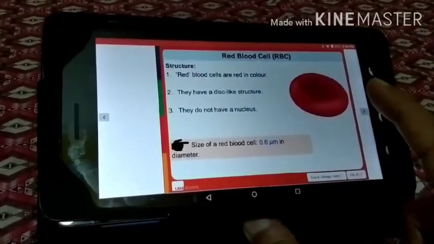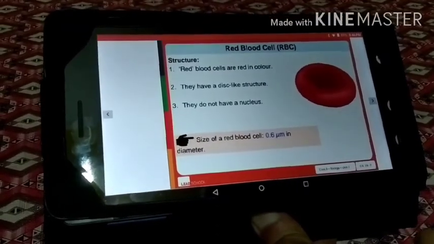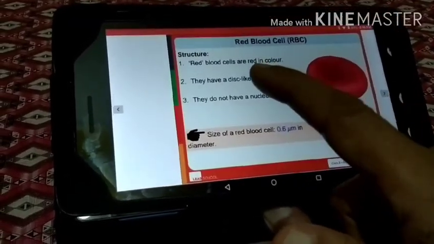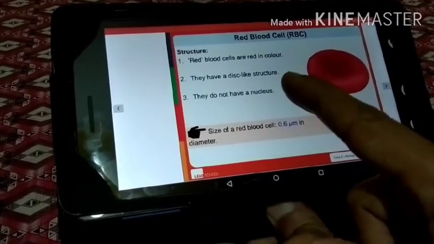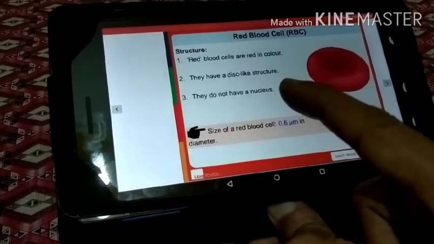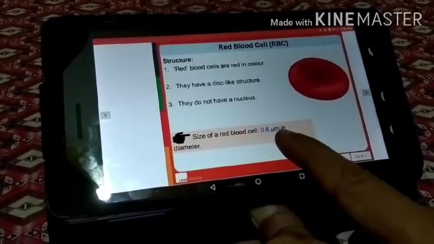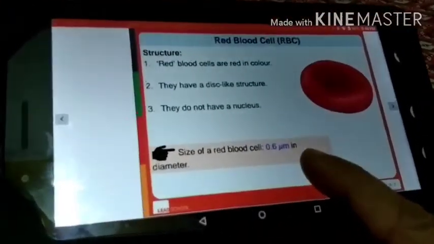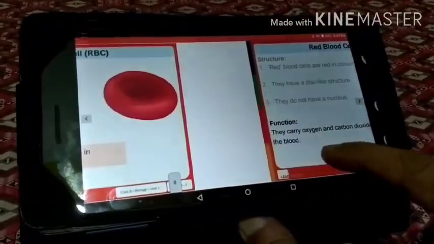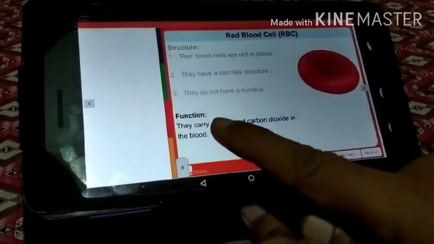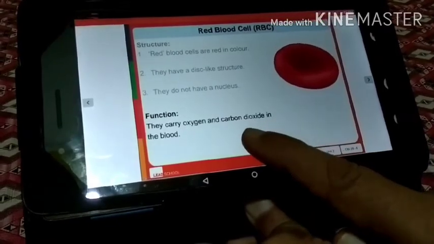It is a red blood cell or RBC. Its structure is, the color of the blood cell is red. They have disc-like structure. They do not have a nucleus. Size of a red blood cell is 0.6 micrometer in diameter, right? Function of red blood cell is they can carry oxygen and carbon dioxide in the blood.